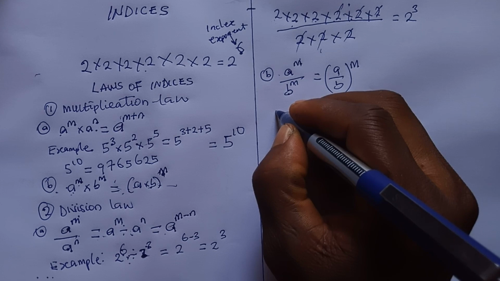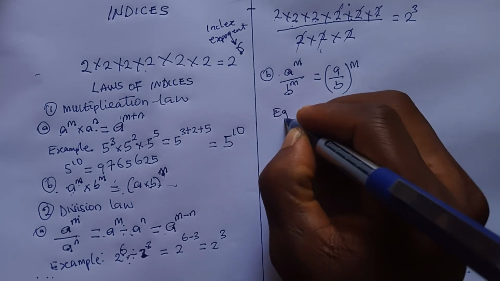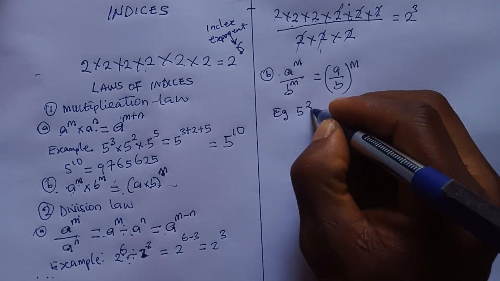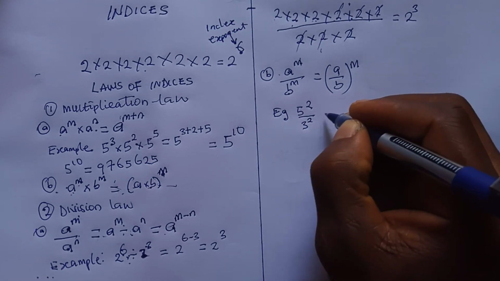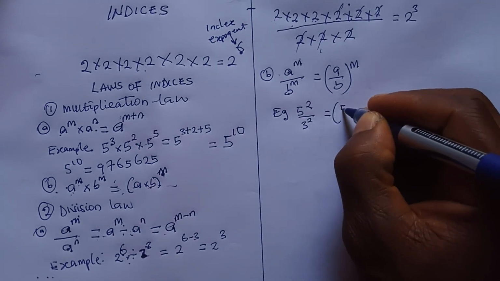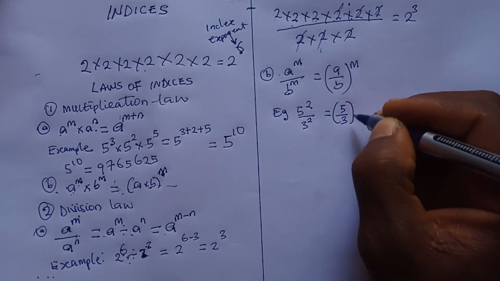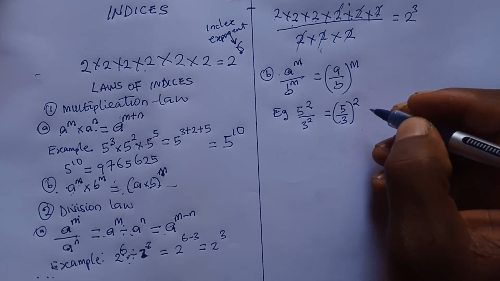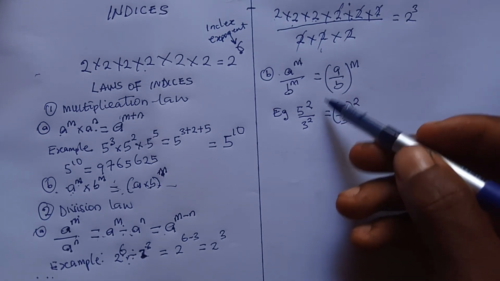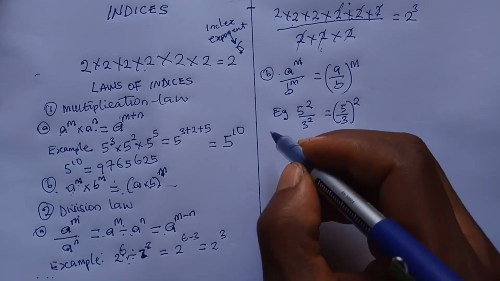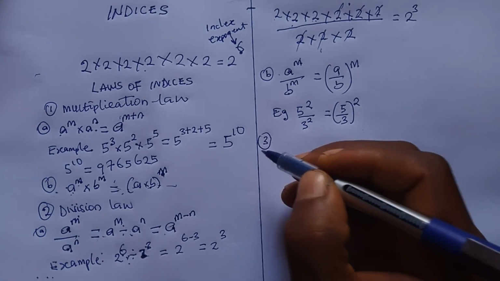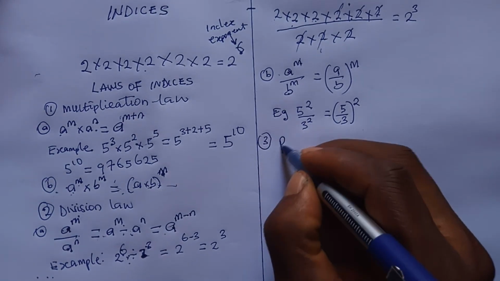For example, let's assume we have 5 raised to power 2 all over 3 raised to power 2. This can be written as 5 all over 3, everything raised to power 2. So that is all about division law. Then the third law is what we consider as the power law.